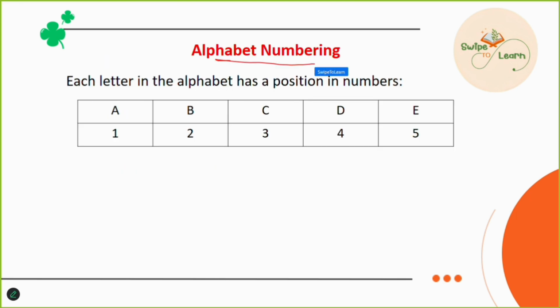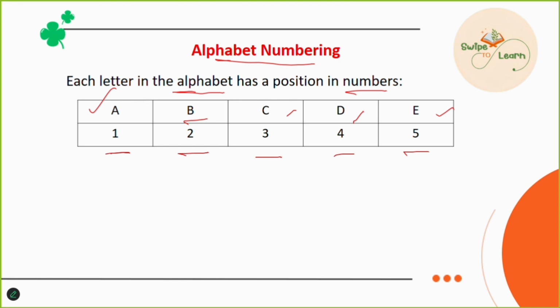Starting with the alphabets. First up, we have alphabetic numbers. Each letter in the English alphabet has a corresponding number. Let's start with A. A is the first letter of the alphabet, so it is assigned the value of 1. Followed by B, we have the number 2. C has a number of 3, D has a number of 4, and E has a number of 5.